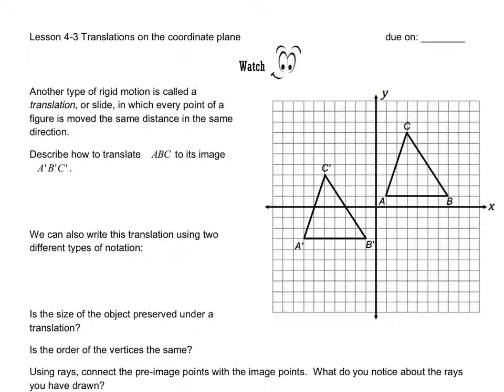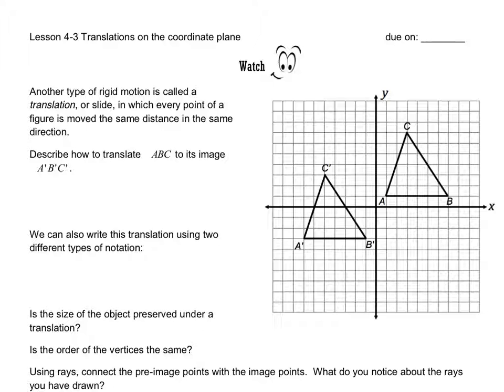All right, this is lesson 3 of unit 4 on translations on the coordinate plane. Another type of rigid motion is a translation. Remember, a rigid motion preserves length and angle measure. Translations are also called a slide, in which every point of our figure is moved the same distance in the same exact direction.